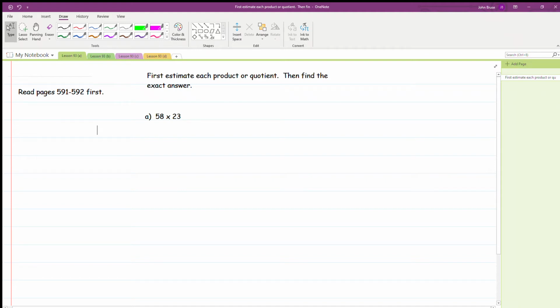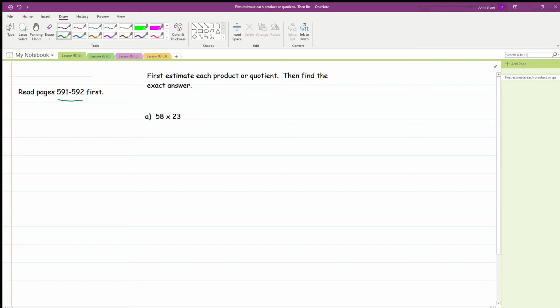All right, so we're going to work on lesson 93 today. Before we start, you want to make sure that you have read page 591 and 592. As we go through the lesson, if I'm moving too quickly, you can pause and rewind as you need to. And you want to make sure that you work these problems out on paper with me so you have examples to help you through the written practice.